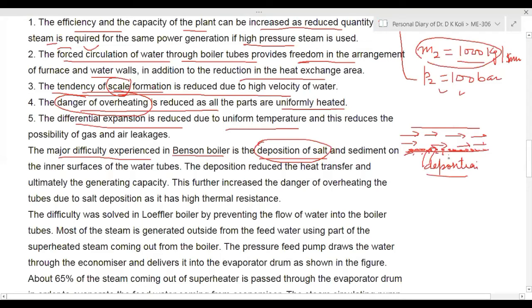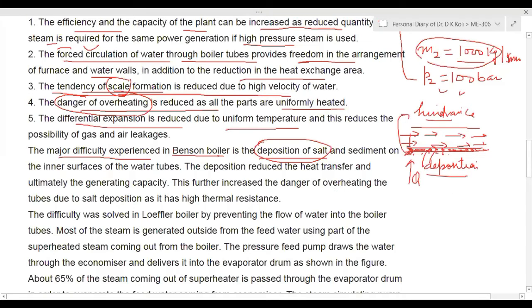So this deposition will be formed, and because of this deposition, it will restrict the flow of heat, because from outside to inside there is a flow of heat, and this deposition will produce a hindrance or obstacle in the flow of heat. This layer will create some hindrance.